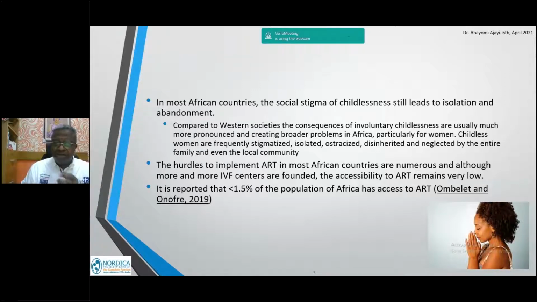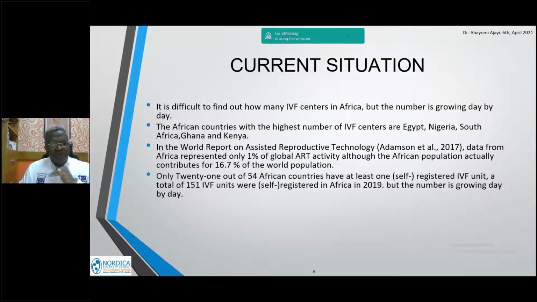But there are so many hurdles to implementing ART in most African countries. Like I said, we're going to look at some of them, because access to ART remains very low in most countries in Africa. In fact, one of the people who have done a lot of work on this, Willem Ombelet from Belgium, who is the coordinator of the Special Task Force on Developing Countries and Infertility, and also the founder of the Walking Egg Foundation, said less than about 1.5% of the population of Africa has access to ART. So what is the situation currently?